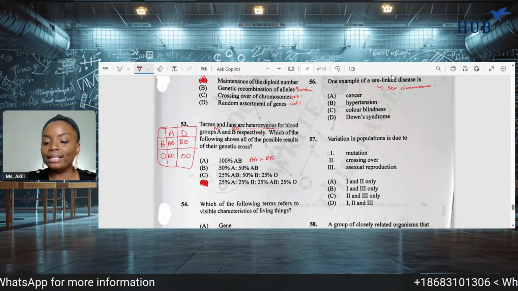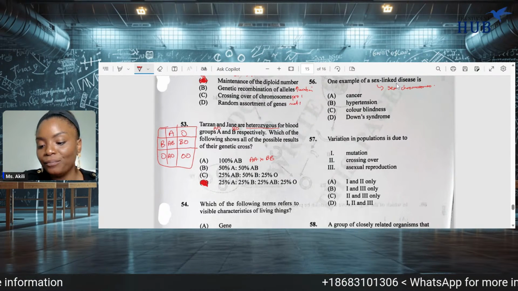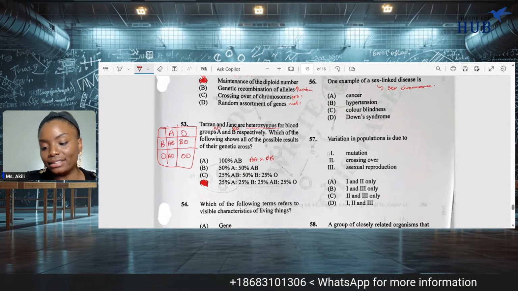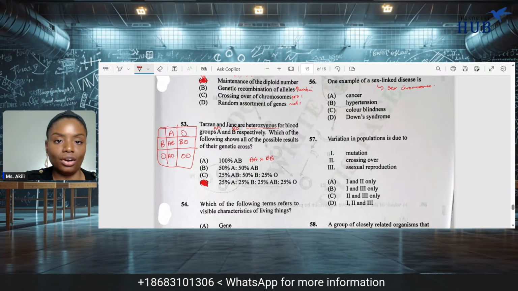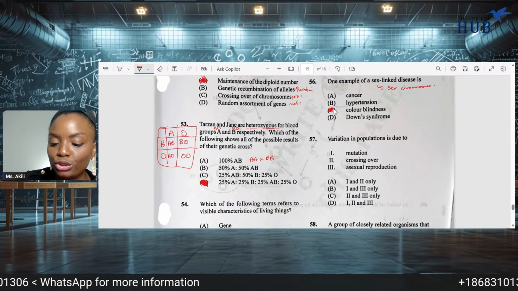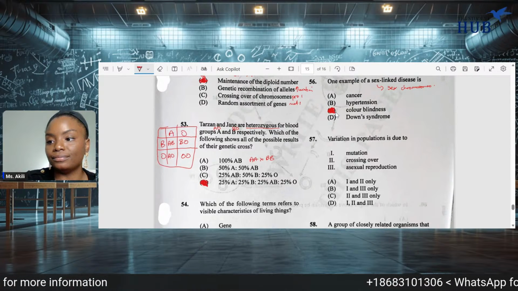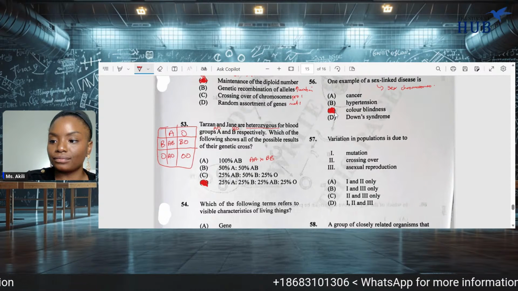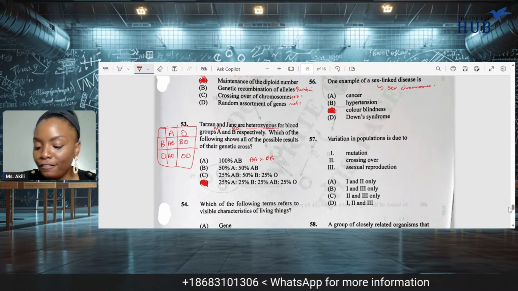Right? So in terms of the listed conditions here, cancer, hypertension, color blindness, and Down syndrome, the example of a sex-linked condition that you would have learned would have been color blindness, and you also learn hemophilia as well. Right?